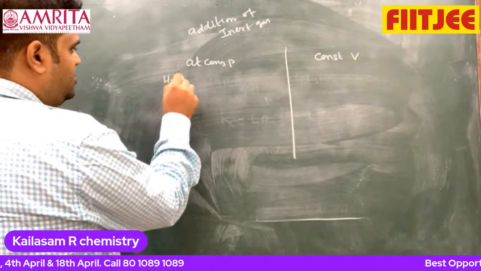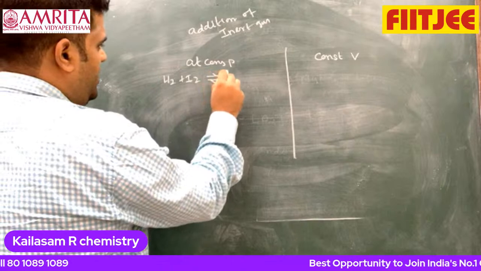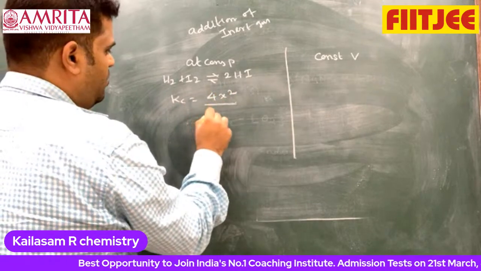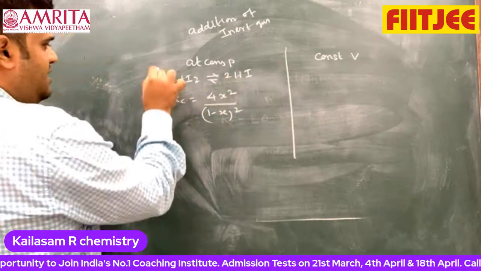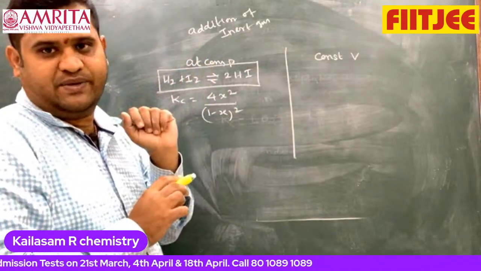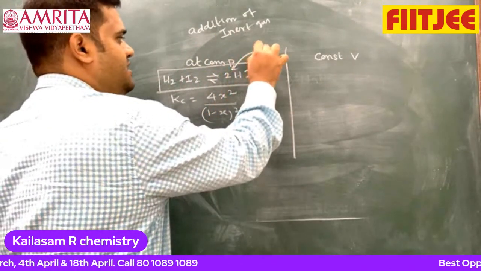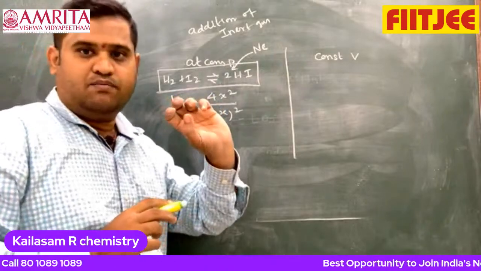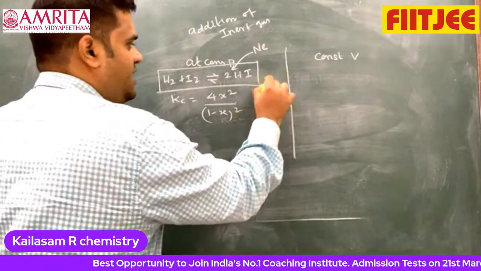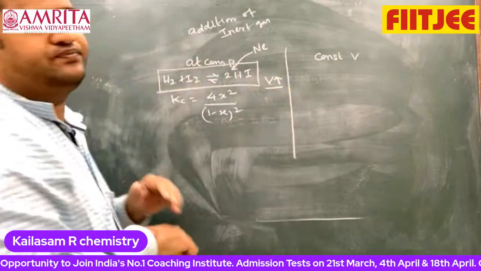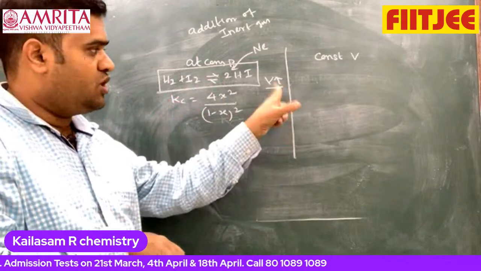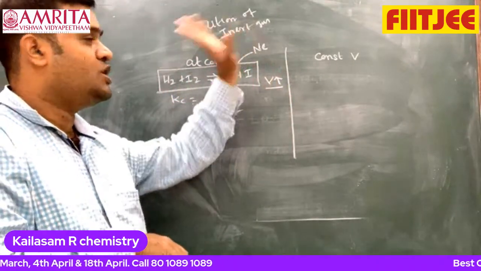I'm taking H2 plus I2 in equilibrium with HI. So I can take Kc equal to 4x squared by (1 minus x) whole square. Look at this. In this one, we can say at constant pressure and constant temperature, when I add neon as inert gas, obviously what is going to happen? The number of moles increases. The number of moles increases means the total volume of the system is going to increase. Why? PV equals nRT. Am I right or not? Therefore, n is directly proportional to V. Therefore, the total volume of the system increases by addition of inert gas at constant pressure and constant temperature.